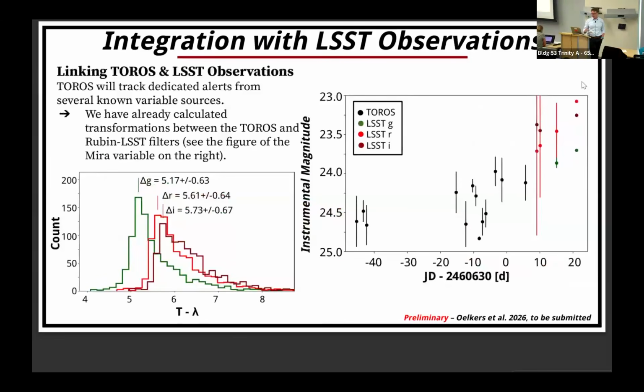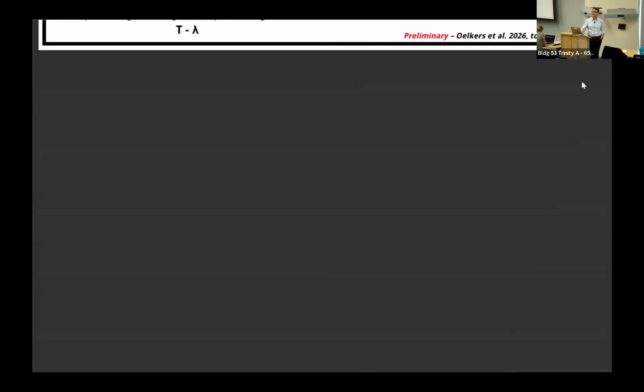We've already been tracking some objects and we've shown that we will be able to show variability that is similar in both the Taurus light curves and the Rubin LSST light curve. So some of the data you're seeing is from DP1. We've already done work as well to get very rough zero points between the two systems. So we're hoping that this will be a very quick process once everything comes online.